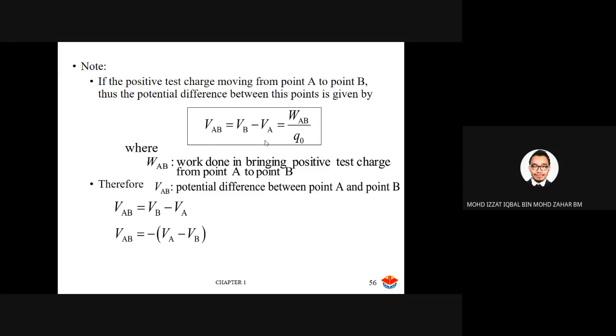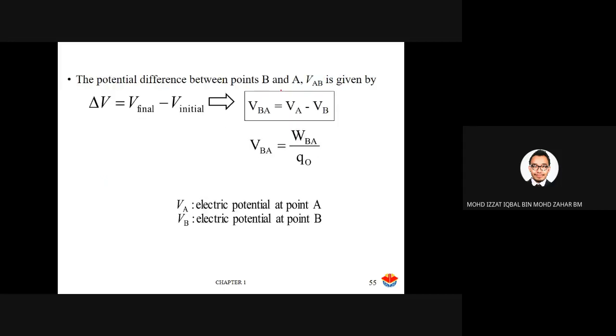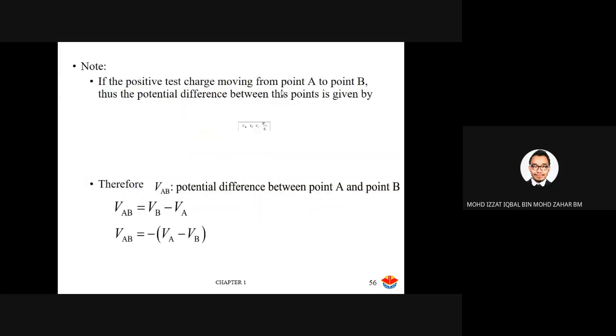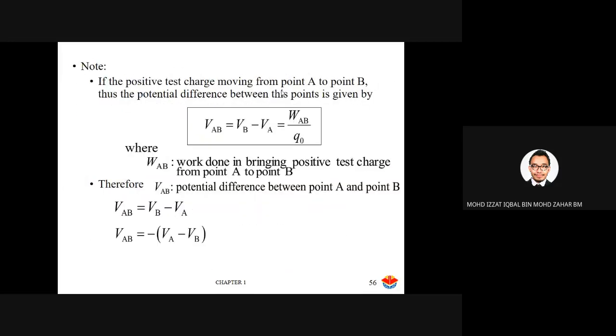Why did it repeat twice? Okay, this one says, what if we bring it from A to B instead. Just now it was B to A, now it is A to B. So obviously you can always calculate again. For example, if there is a positive charge, just now B to A, now A to B.